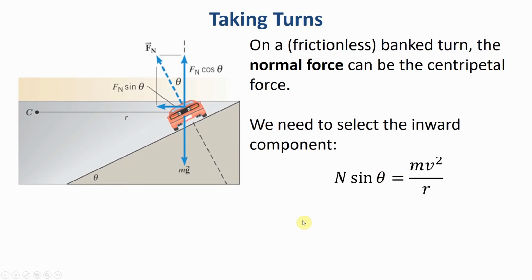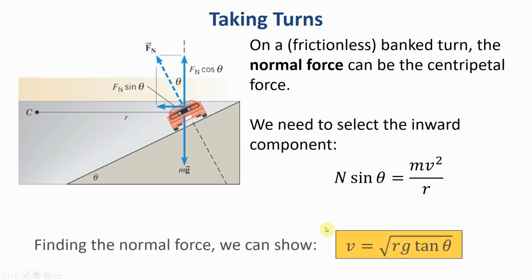Now again, if I want to solve for the velocity, how fast I can take this turn, I've got to solve for how big N is. And I can do that by looking at the vertical. I can say my normal force cosine theta equals mg, algebra, algebra, algebra. And what we can prove is that the velocity I can take this turn at is the square root of r g tan theta. Before we had the square root of r g times mu, here we got the square root of r g tan theta. So given a steeper bank, I can take this turn faster.